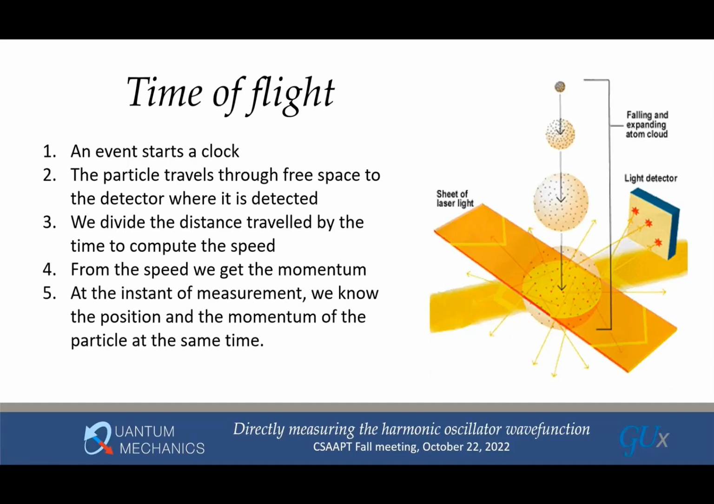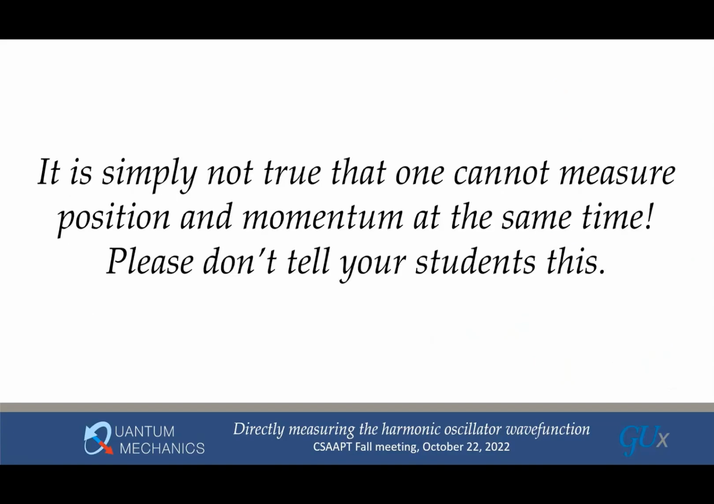So this is more of a philosophical question. At the moment of measurement, do I actually know both the momentum and position of the particle at the same time? I would argue that yes, you do know the position and momentum at the same time. Is that violating anything in quantum mechanics? No, it is not violating anything in quantum mechanics, and I'll explain why in the next slide. So it is simply not true that you cannot measure position and momentum at the same time.